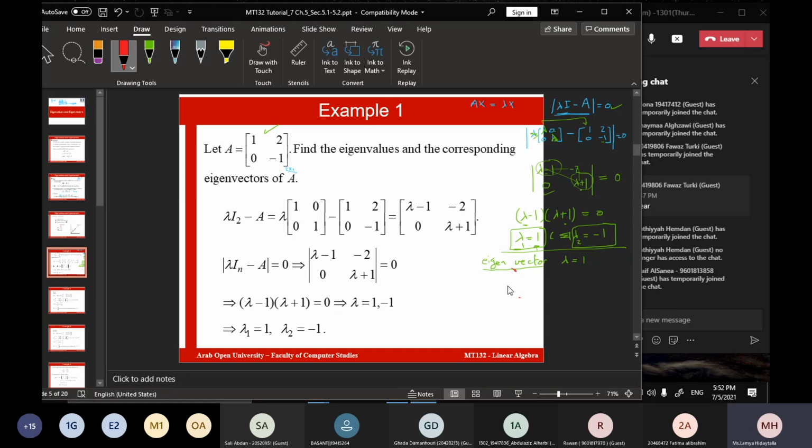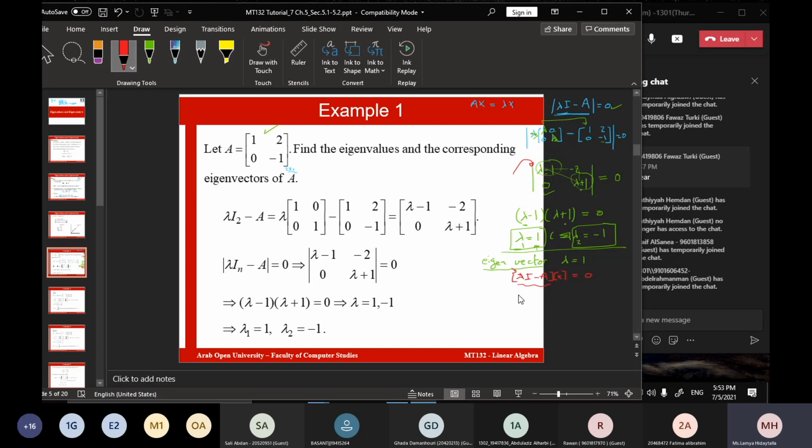We said that to find the eigenvector, we're going to solve the homogeneous system, which is lambda I minus A, correct? Phi X is equal to zero, correct? But this is the same as this one here. So what is going to be your homogeneous system? It is like this matrix here, because lambda I minus A I already evaluated. So it's going to be lambda, let me write it here, lambda I here minus 1, here minus 2, correct? And then here 0, and here lambda plus 1, okay? And then 0, 0.